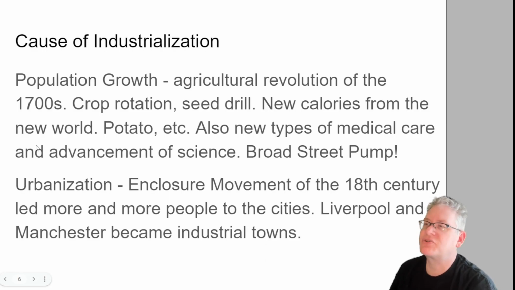All right, causes of industrialization continued here. Population growth. This is tied into that agricultural revolution of the 1700s. We got crop rotation, that seed drill we already talked about. That's going to increase the amount of food. We also have these new calories from the New World. So, for example, potatoes. As potatoes come in, they're going to be easier to plant in certain locations. They're going to be able to increase the amount of calories people have and make things a little better for everybody. There's also new types of medical care and the advancement of science, such as the Broad Street Pump, which I will tell you about in a second when we get to the next slide.